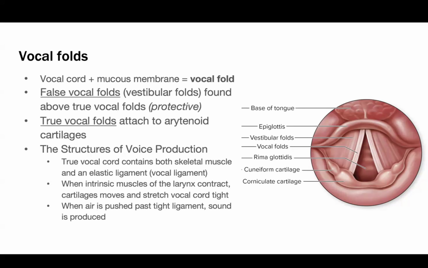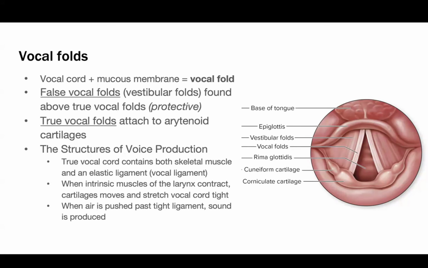They close pretty tightly during swallowing because, again, we don't want any food or water getting into your larynx, past your trachea into the lungs. We don't want that. Now, the true vocal folds are the actual sound producers. Each vocal fold contains vocal ligament, which is the elastic ligament that gives the fold the tension properties, and a skeletal muscle called vocalis.